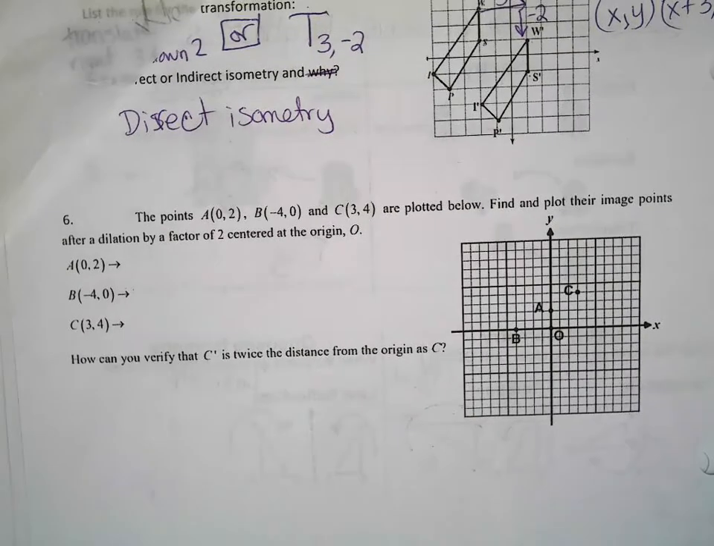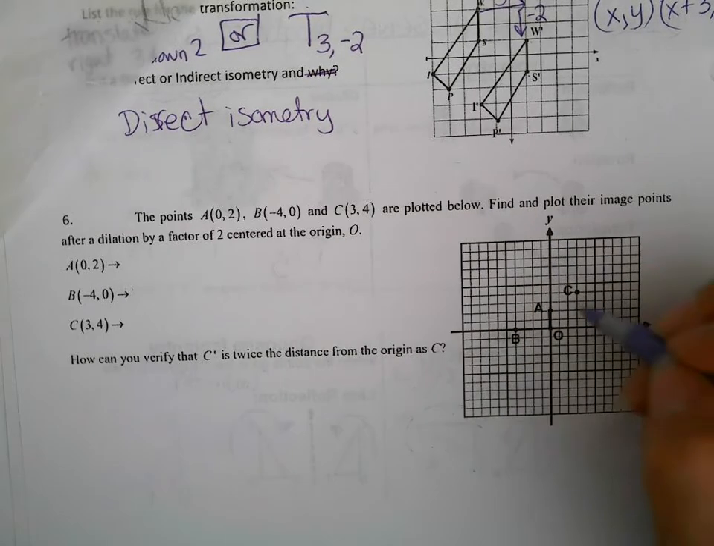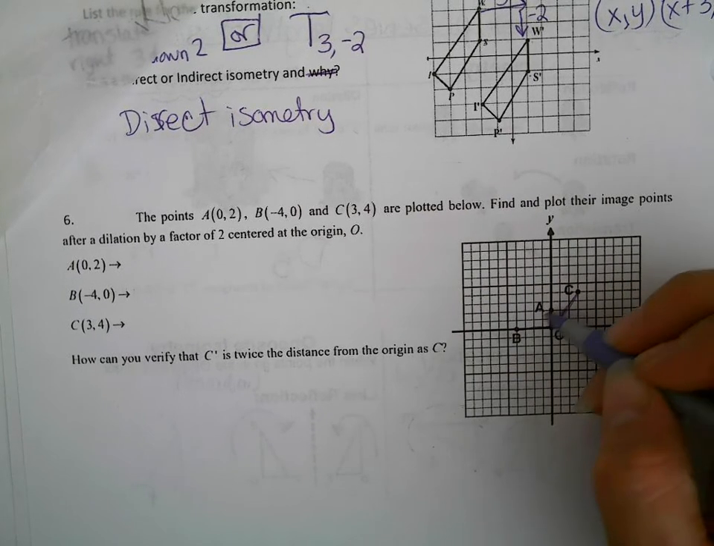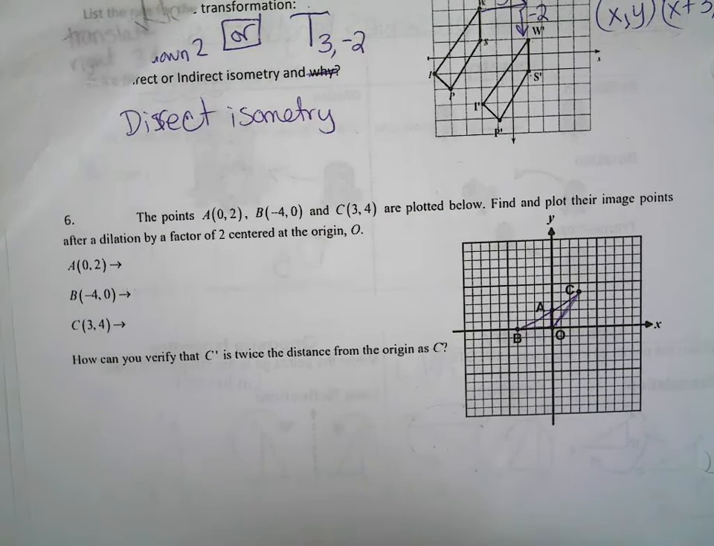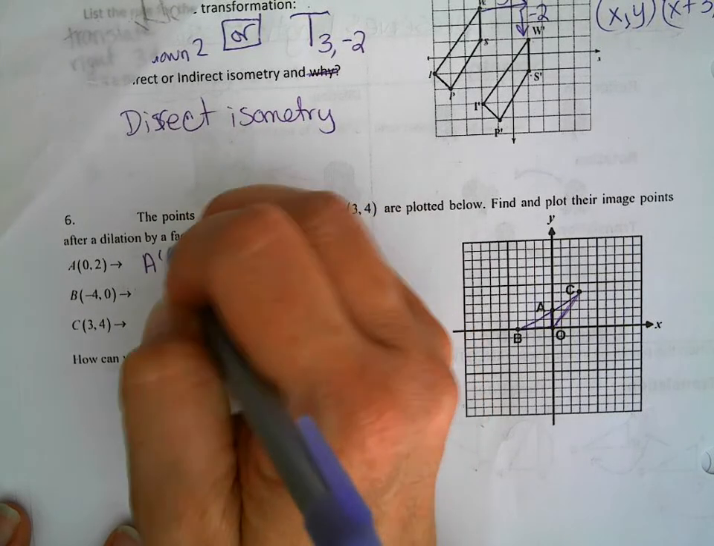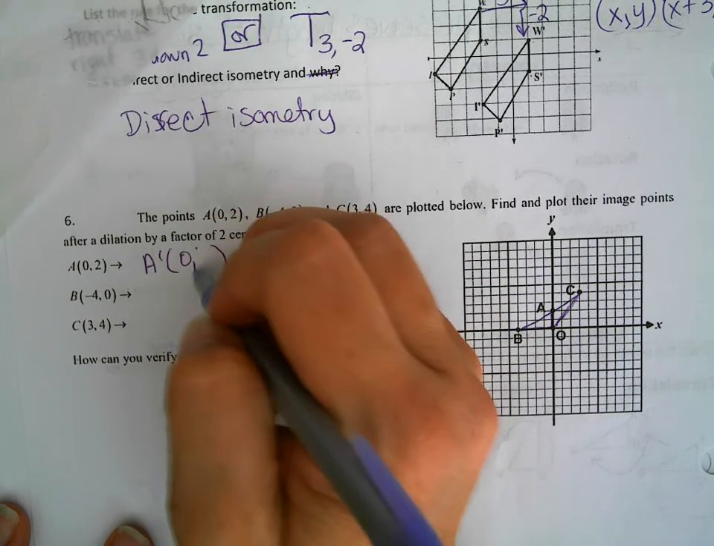Okay, number 6. Points A (0, 2), B (-4, 0), and C (3, 4) are plotted below. Find and plot their image after a dilation of scale factor 2, centered at the origin. So A is 2 away, C is a bunch of boxes away, and B. If we make a little straight line there and a triangle back to our center of dilation, what we're going to do with each of those ordered pairs is, when we dilate by 2, we multiply by 2. So A prime is going to become (0, 4).